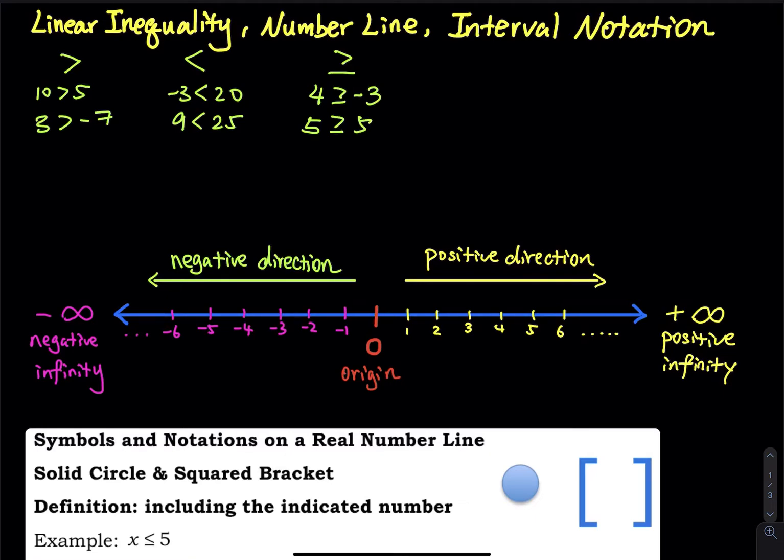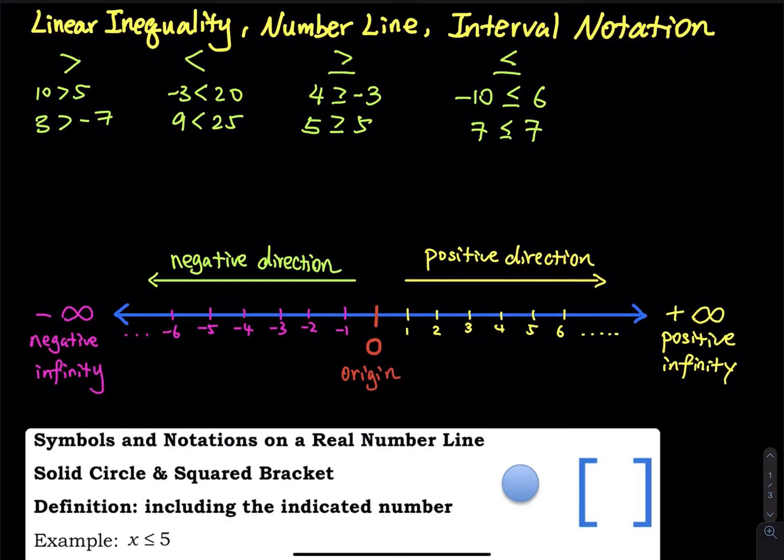The next one is less than or equal to. So let's say we have -10 less than or equal to 6. -10 is not equal to 6, but the less than is satisfied, then the entire inequality is satisfied. You can do 7 is less than or equal to 7. 7 is not less than 7, I know, but the equal is satisfied, then the entire inequality is satisfied.